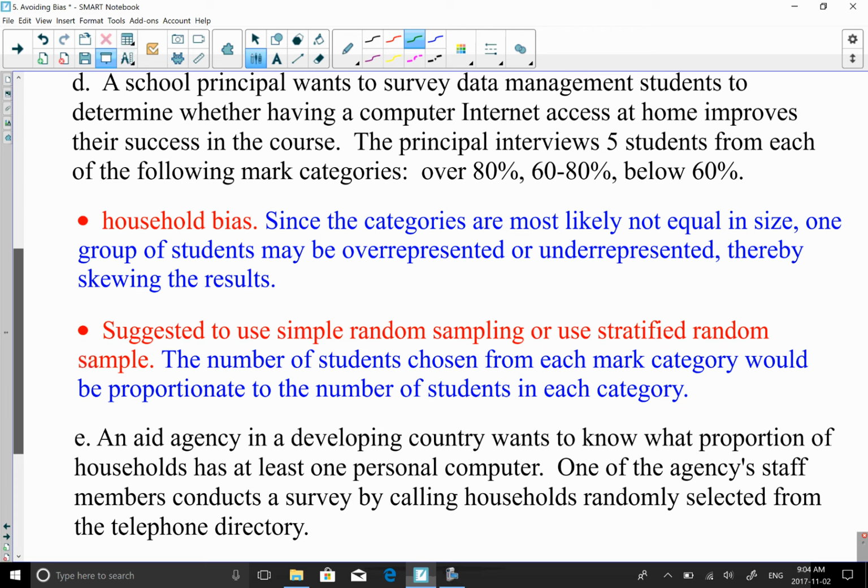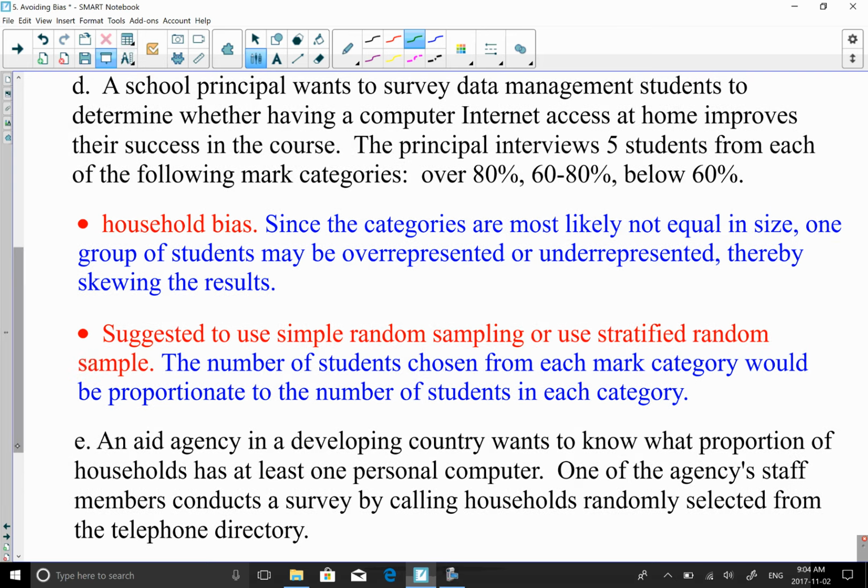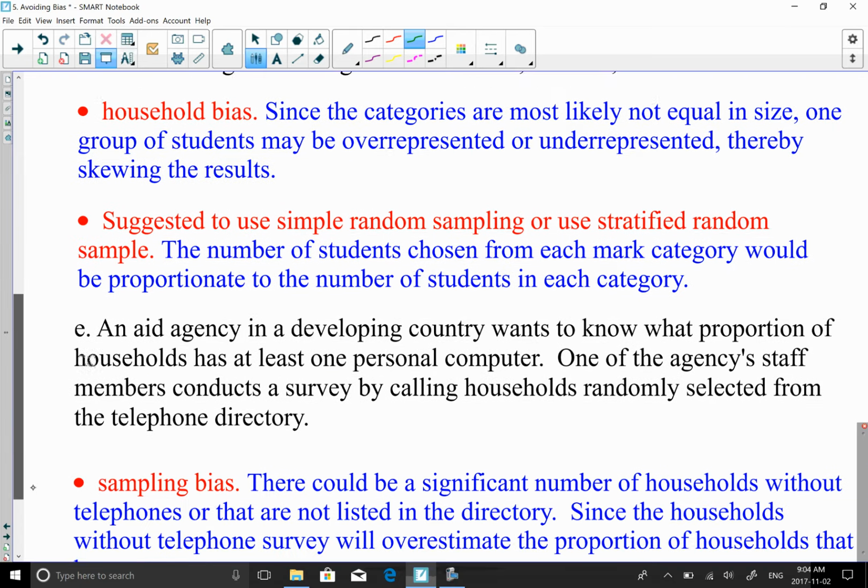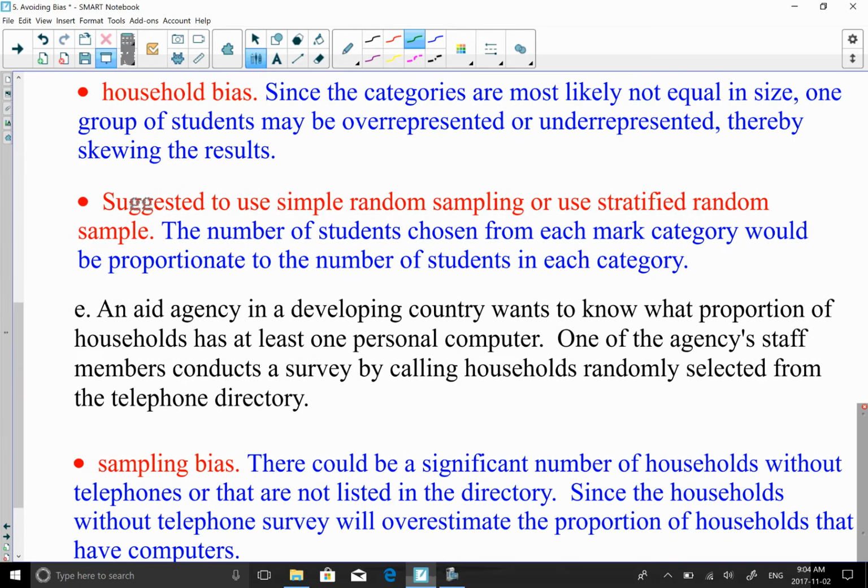An ad agency in a developing country wants to know the proportion of households that have at least one personal computer. One of the agency staff members conducts a survey by calling households randomly selected from a telephone directory. So this would be sampling bias. There could be a significant number of households without telephones or that are not listed in the directory. Since the households without telephones are missed, the survey will overestimate the proportion of households that have computers.